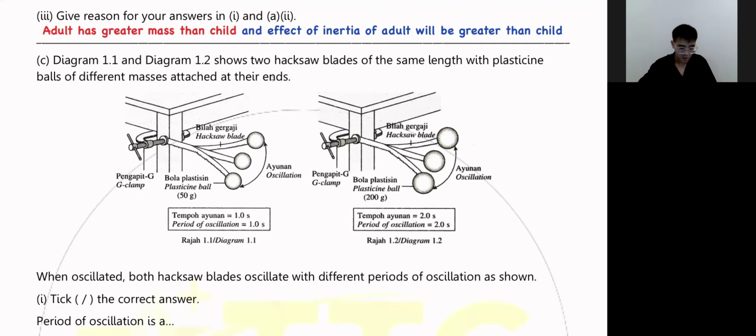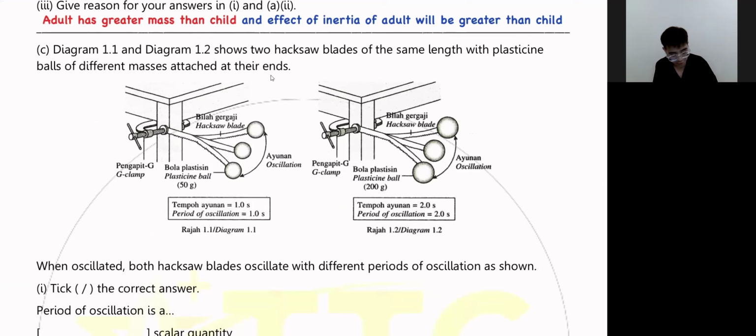Okay. So that's the answer. Then the next question, question C, asks: diagram 1.1 and diagram 1.2 show two hacksaw blades of the same length with the plasticine ball of different mass attached to their ends.